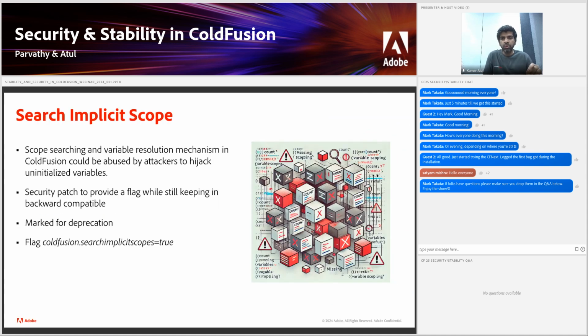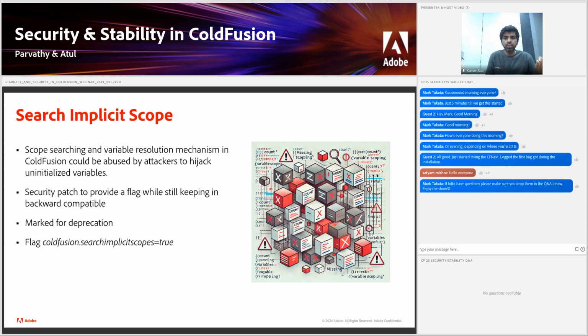The first and foremost thing that we have fixed as part of this release is search implicit scope. This is a widely used feature of ColdFusion where we don't specify a completely, fully qualified variable name. This gives users the ability to use variable names very loosely. What it does is look for that variable inside all the scopes, and wherever it finds it, it tries to pick the value from there.